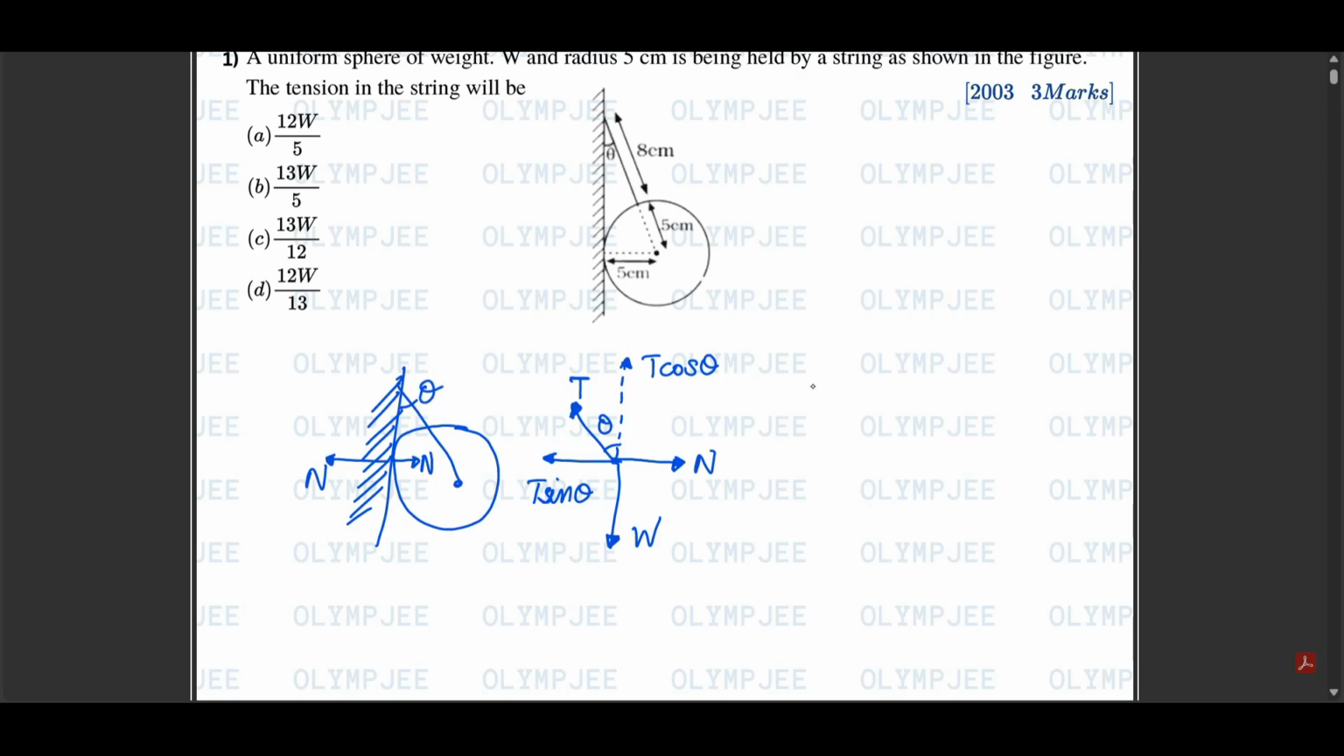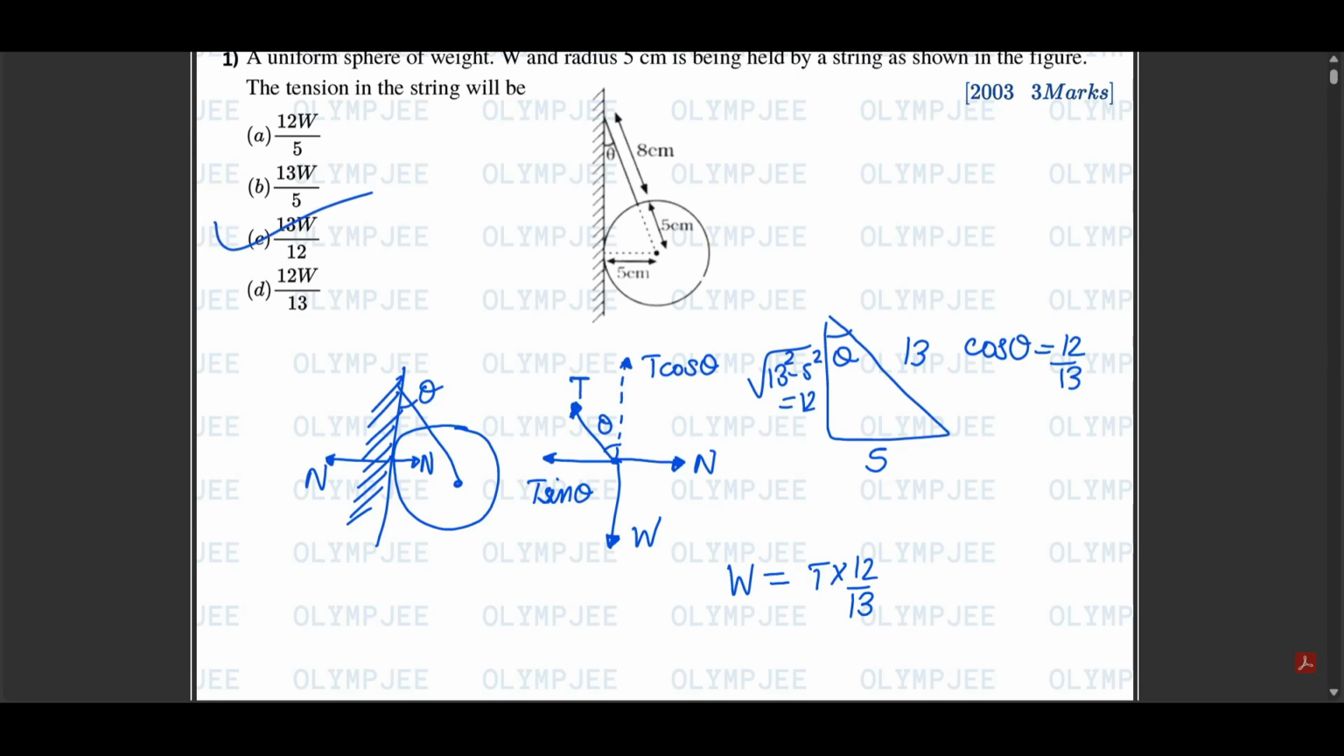So if we draw the triangle, this is 8 plus 5, 13. This is 5. So this will be 13 square minus 5 square, which is 12. So cos theta is 12 by 13. So weight is given as W. So we can find T in terms of weight, so from here we will get 13 by 12 W, which is equal to option C.